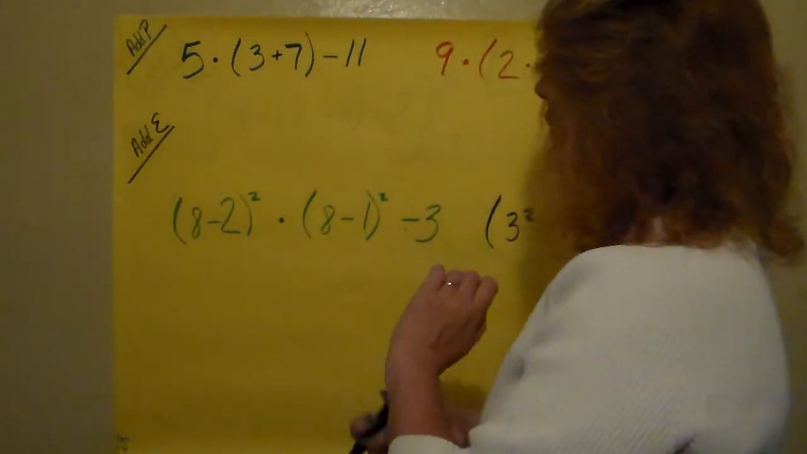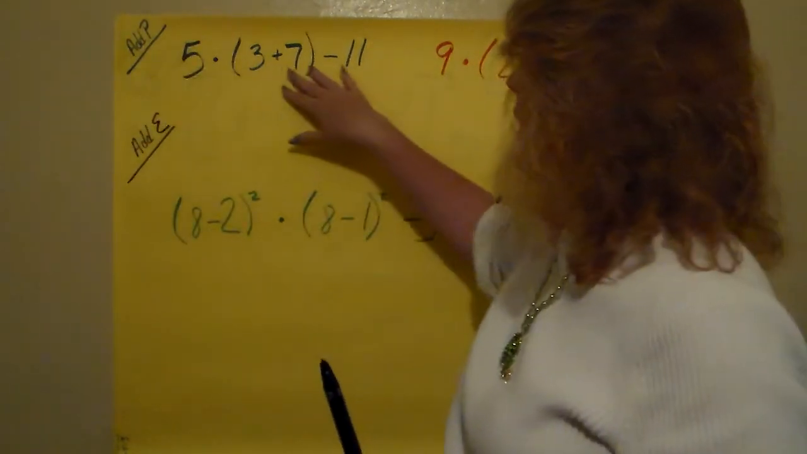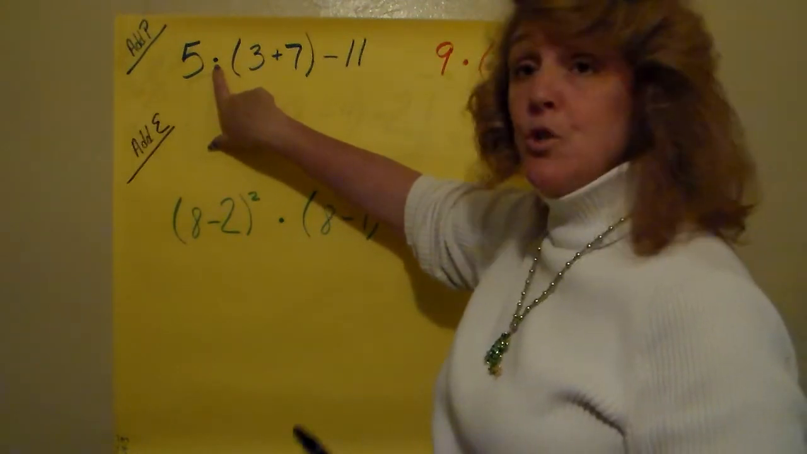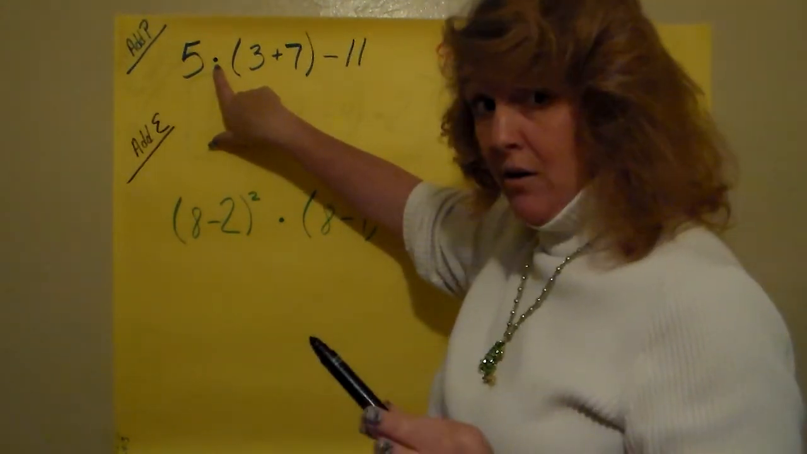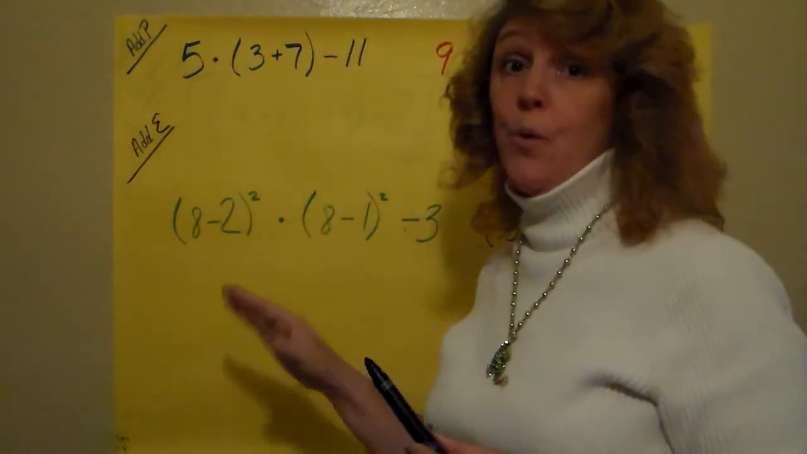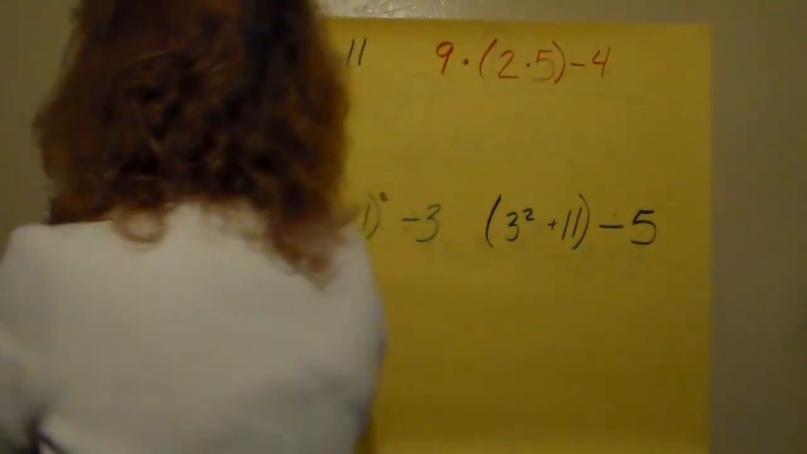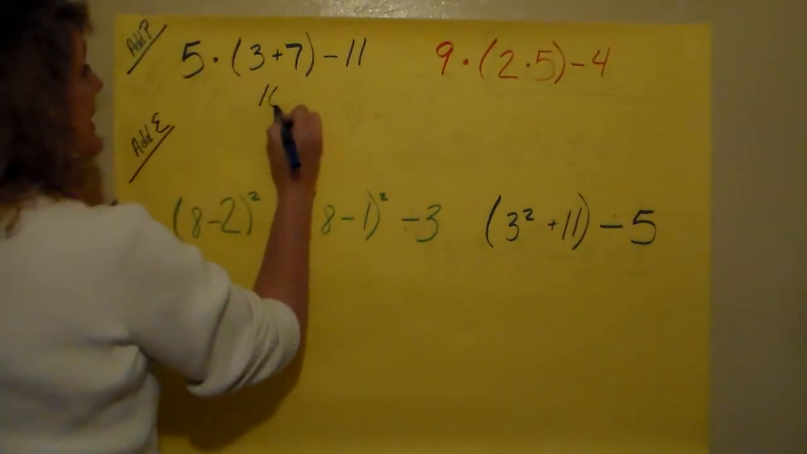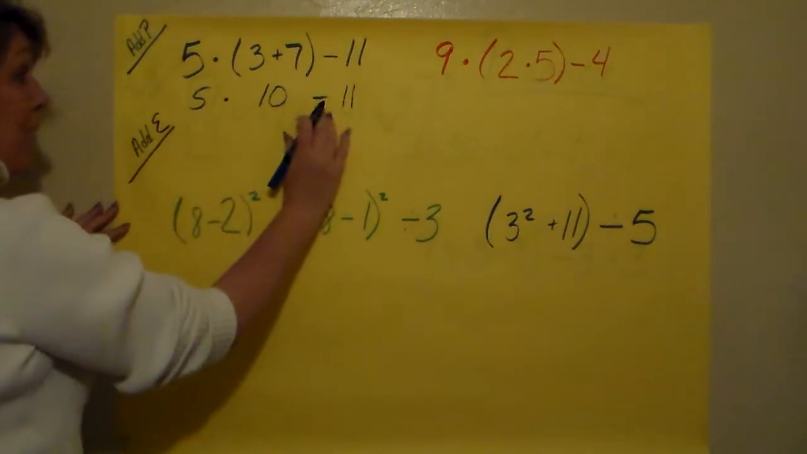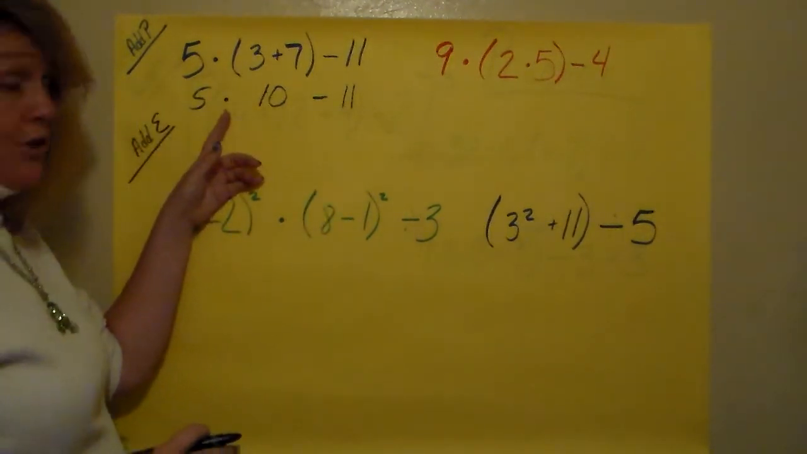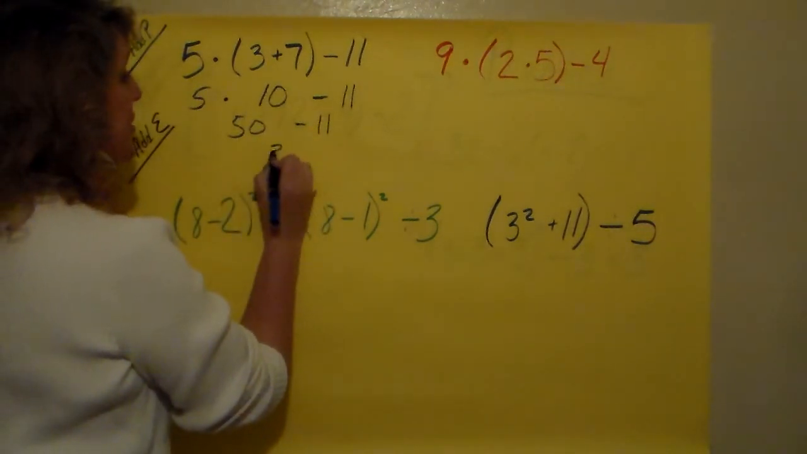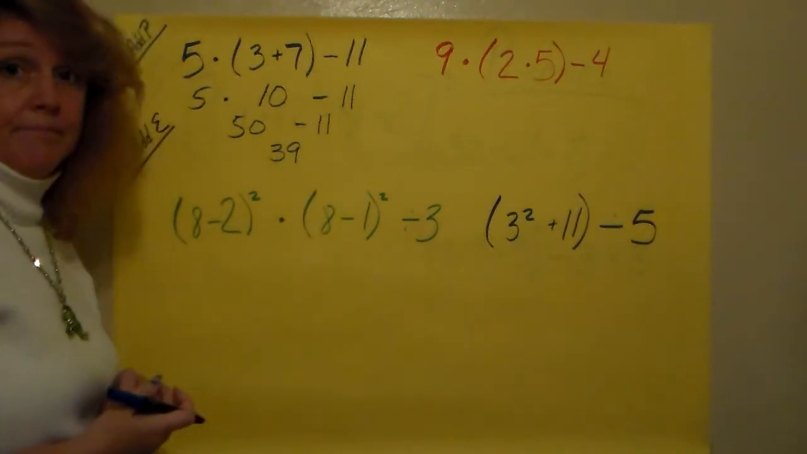All right. Here, we're going to add parentheses. Even though they've got a multiplication sign, I don't care. It's got parentheses. It's telling me do this first, so I have to do it first. So 3 plus 7 is 10. 5 times 10 minus 11. So now I have to do the multiplication first. 50 minus 11, which is 39. Okay?